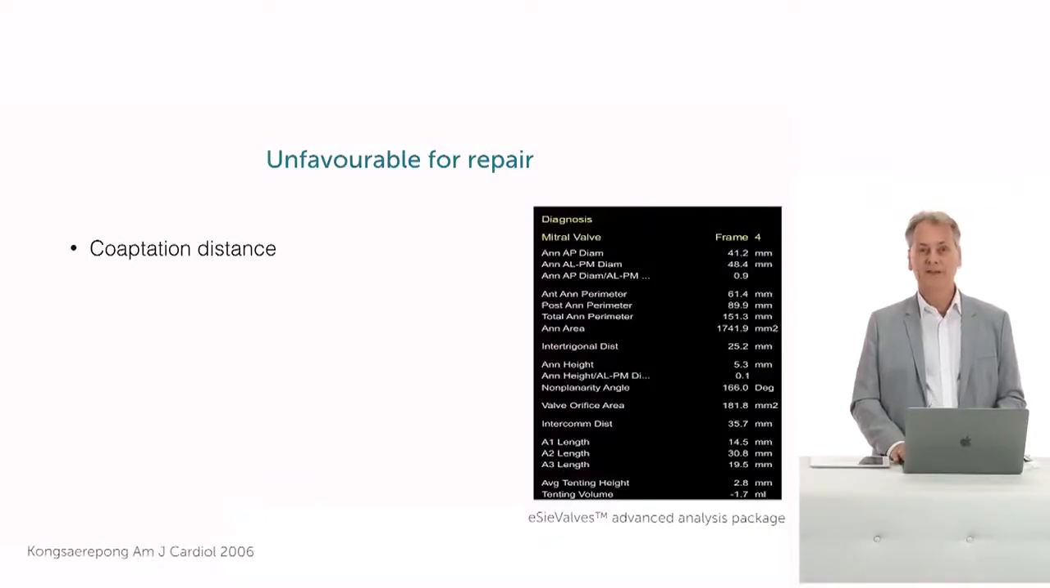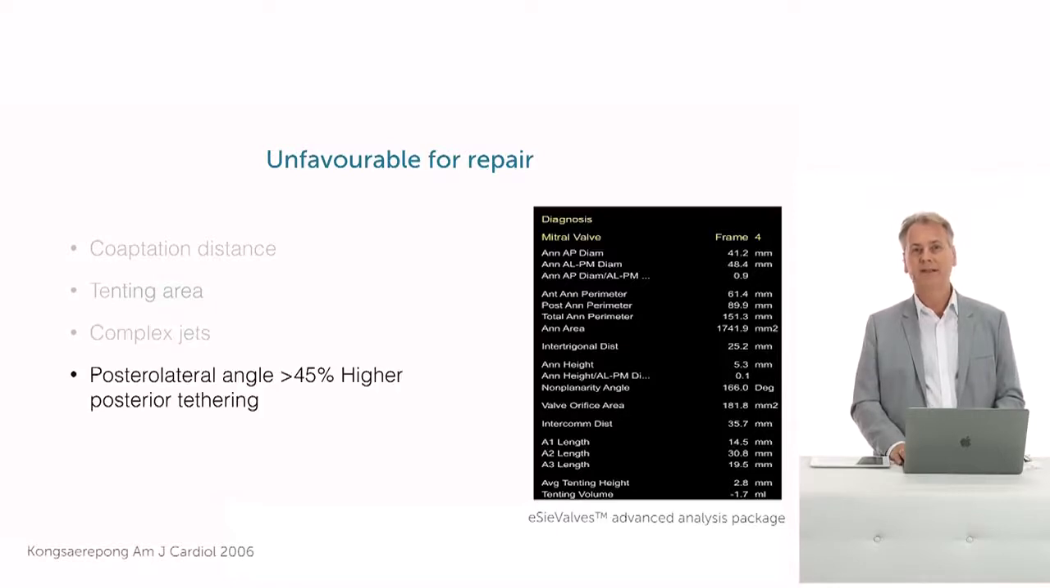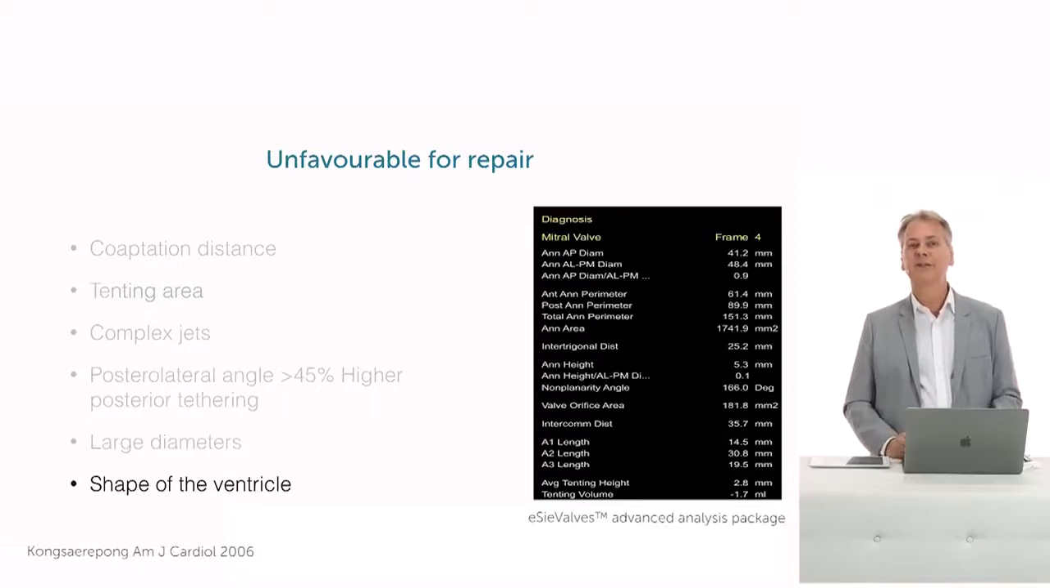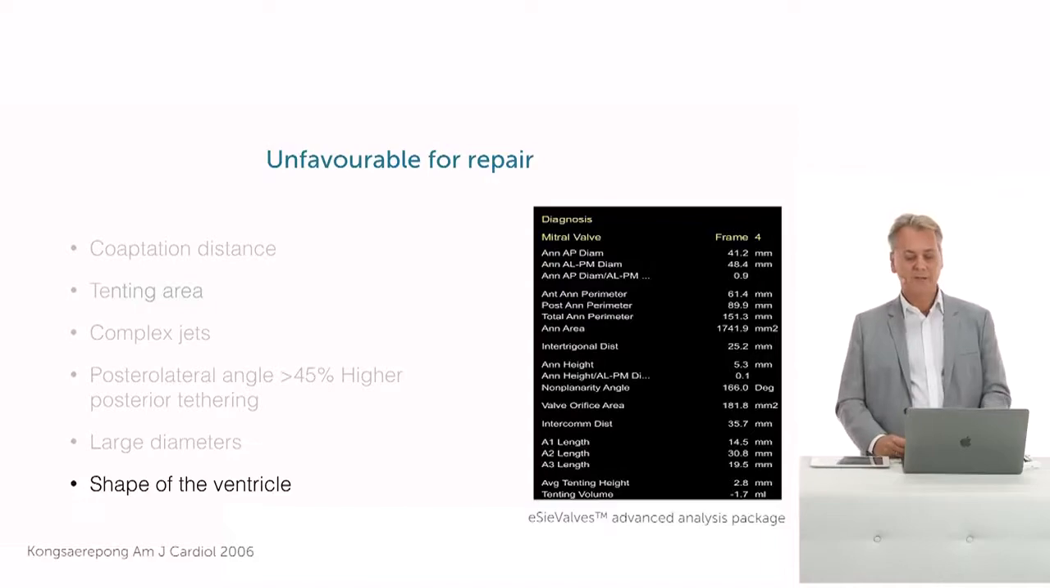But then there are other factors that we can measure with echocardiography and that have been published. The coaptation distance seems to play a role, the tenting area, complex jets, a posterolateral angle which is more than 45 degrees, large diameters, and specific shapes of the ventricle might also be a problem when it comes to repair. But this is just to show you that this whole field is evolving, and we will definitely need echocardiography to assist us here. Rule number 2, it's an easy one.